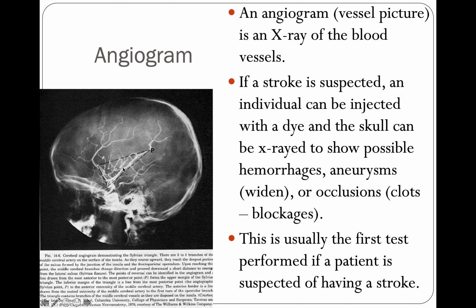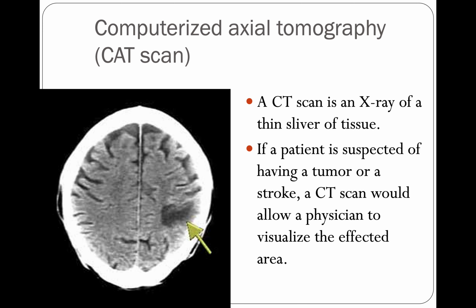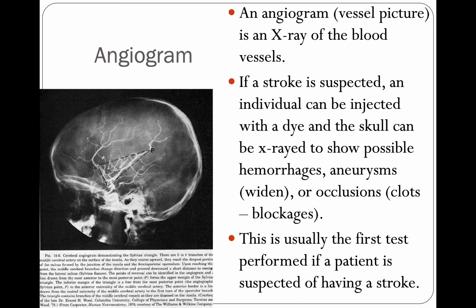This is showing a blockage in this portion. He's got a blood clot right in here somewhere. This is usually the first test performed if a patient is suspected of having a stroke. There's a reason why they do this. They can give you a shot that will break up clots. Now this is good if you've got a clot. You can take this shot.